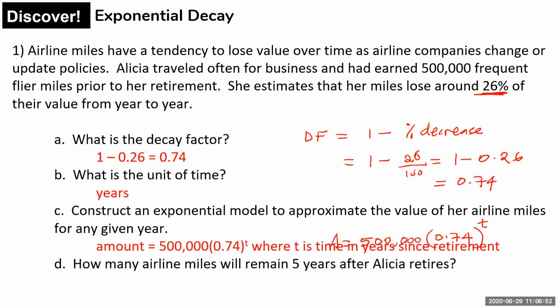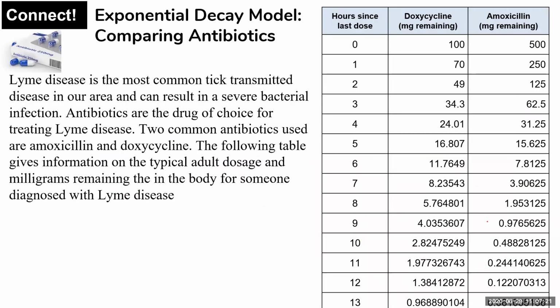Now, how many miles will remain 5 years after Alicia retires? So now you plug in 5 for your t, and that gives you 110,950 miles. Does this make sense? Awesome. Nice. Now, let's look at this.